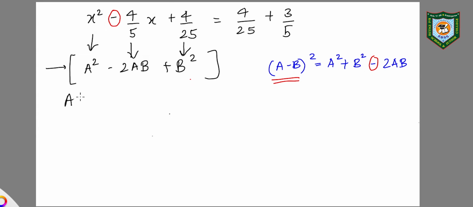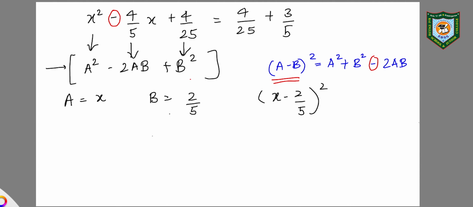So that means a is equal to x and b is equal to 2 divided by 5. Once I get this, I can simply write a minus b whole square as x minus 2 divided by 5 whole square. So now my equation on the left hand side becomes x minus 2 divided by 5 whole square. If somebody has a doubt whether this is correct or not, we'll just solve this on the left hand side, so that we don't waste space.